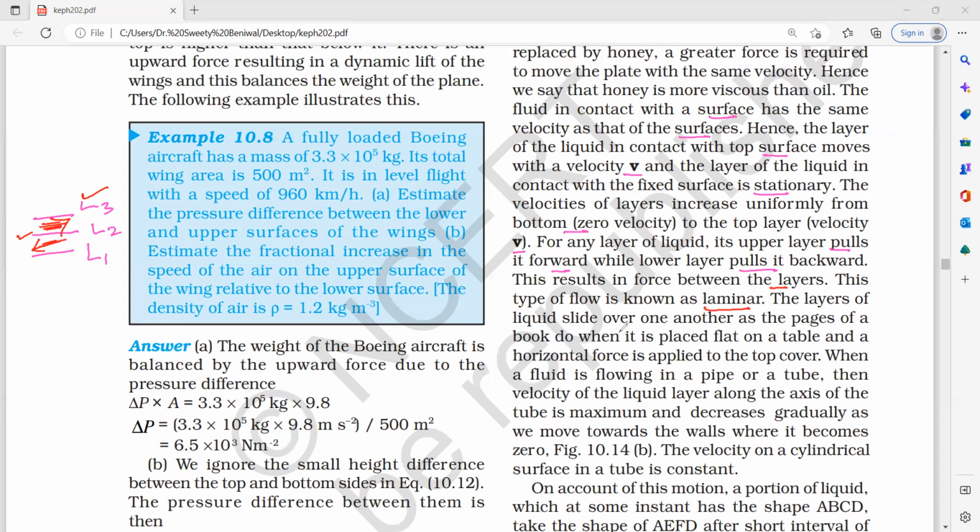So we can have different types of flow: laminar flow, streamline flow. The layers of liquid slide over one another as the pages of a book do when it is placed flat on the table and a horizontal force is applied to the top cover. When a fluid is flowing in a pipe or a tube, the velocity of the liquid layer along the axis of the tube is maximum and decreases gradually as we move toward the walls, where it becomes 0.